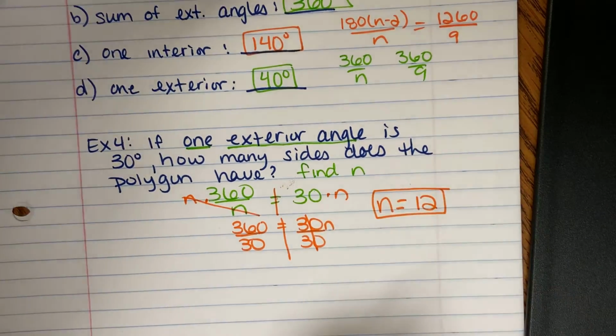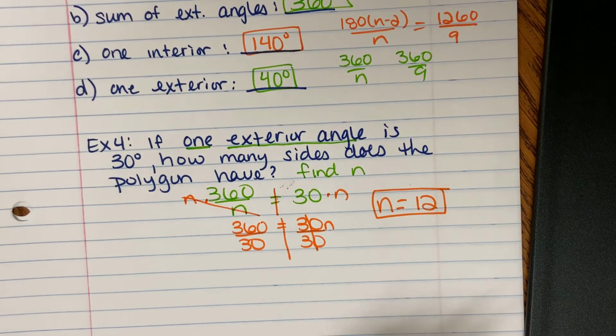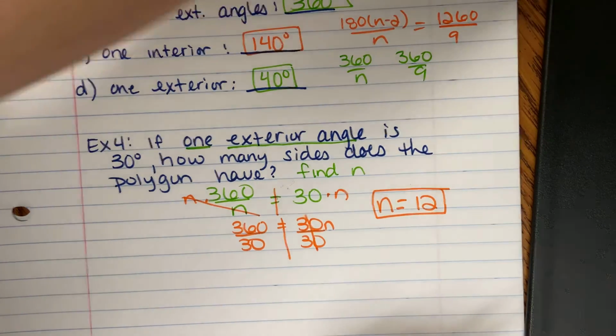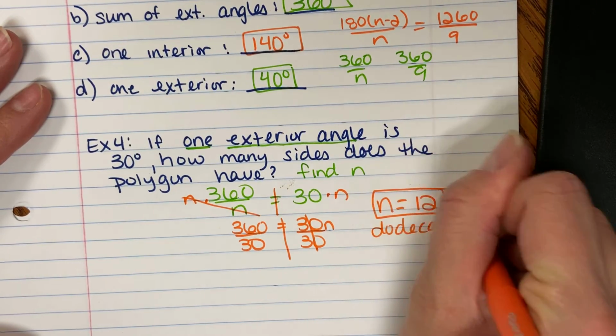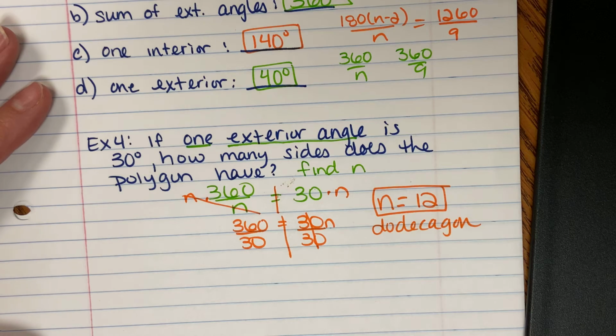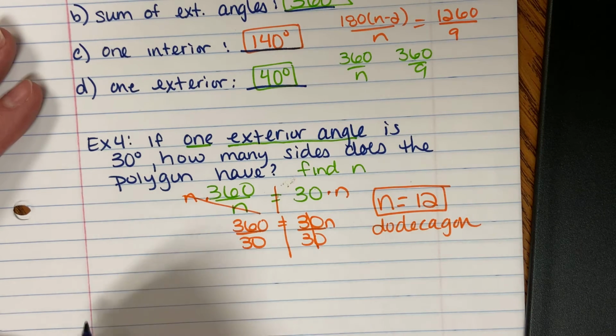So what is that called again? Dodecagon? Yeah, dodecagon. I'm really bad about these names, so. Dodecagon.